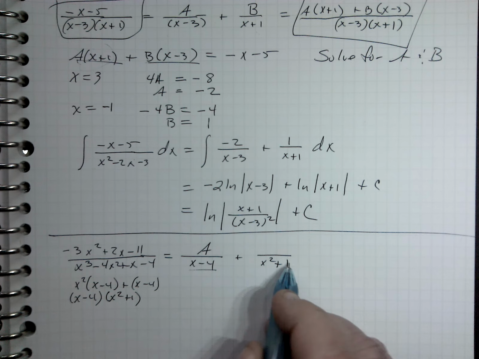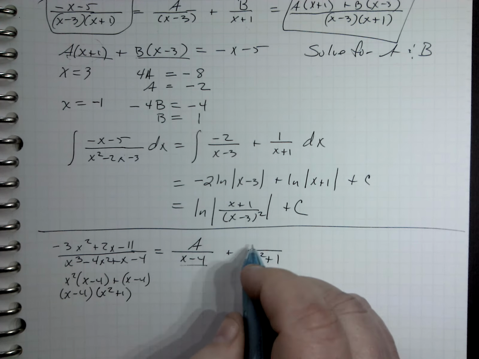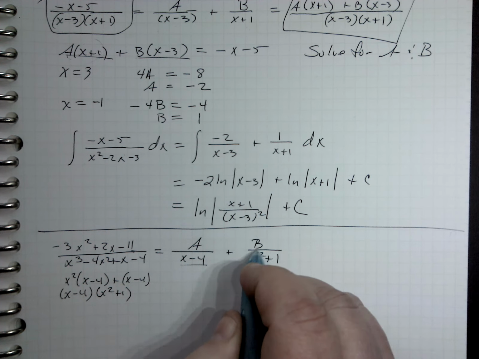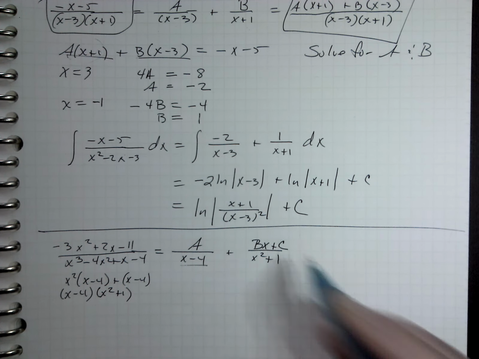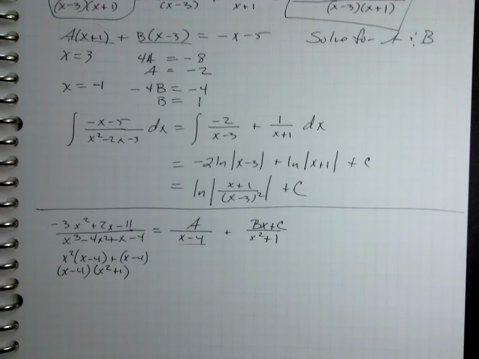This is a square, and I can't reduce it. X squared plus 1 is not factorable. So I'm going to need to put something linear on top. So I'm going to say bx plus c. Now we need to figure out what a, b, and c are.